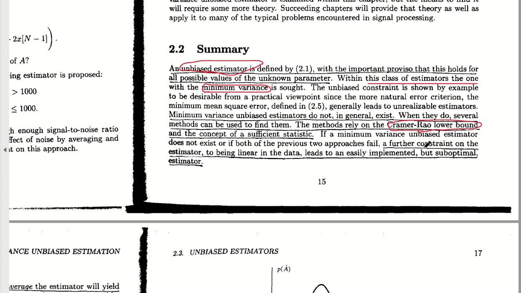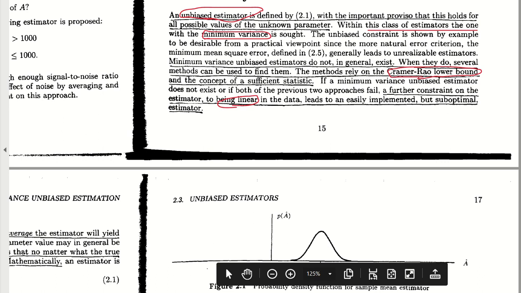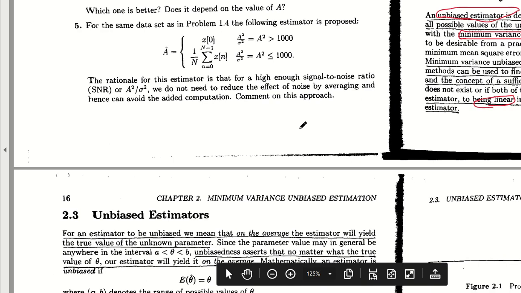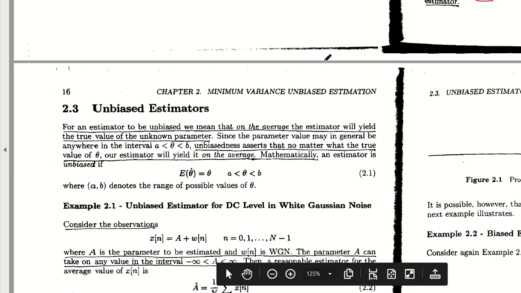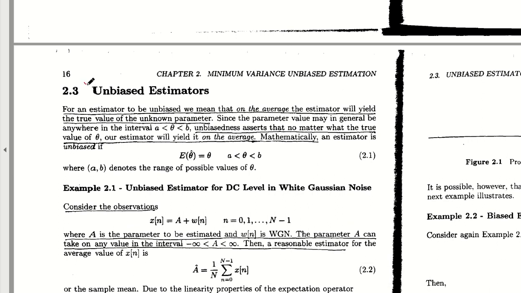A further constraint on the estimator is that it be linear in the data. If we constrain our category to be linear in the data, then it will lead to an easy implementation but suboptimal, because you have more constraints. Okay, so let's start with the unbiased estimator.